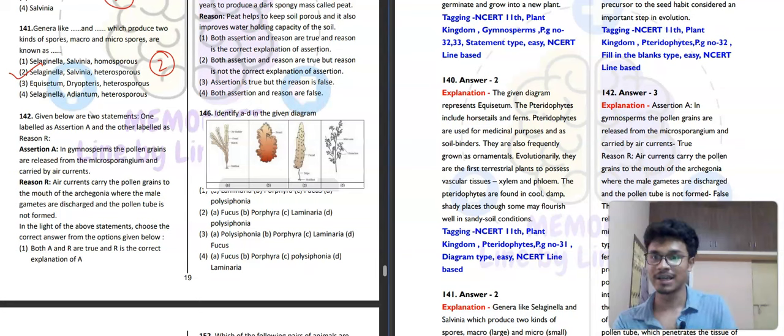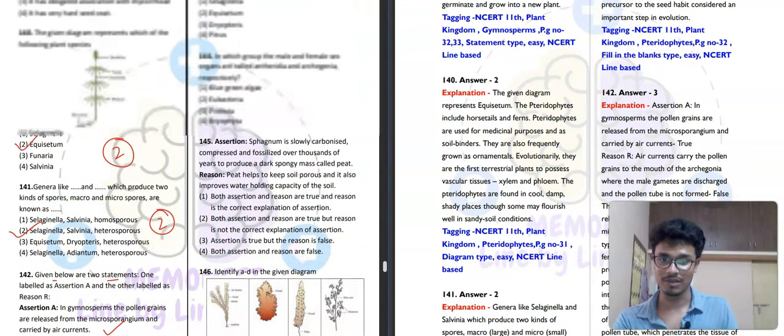It is saying that given below are two statements, assertion and reason. The assertion says that in gymnosperms the pollen grains are released from the microsporangium and carried by air currents, which is true. Now the reason says that air currents carry the pollen grain to the mouth of Archegonia, where the male gametes are discharged and the pollen tube is not formed. This is not correct. This is true and this is false. That's why I think third will be the answer.